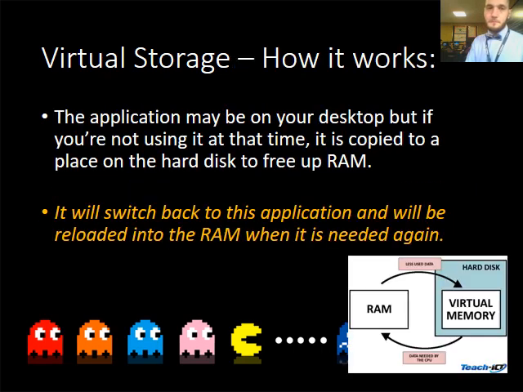Now, how it works. If you have a look at the diagram on the screen here, you've got your RAM. And what happens is anything that's not being used, you will use it eventually, but at the moment you're not using it. To save your computer and to make it more efficient, it moves into the hard disk until it's needed again. It's that simple. So the application on your desktop that might not be used is moved and switched back when it's needed again. Is that making sense?